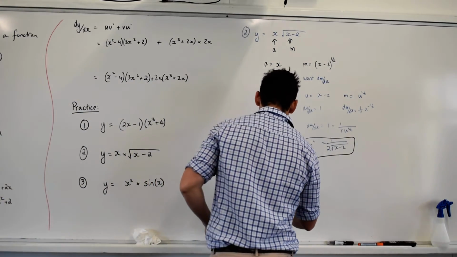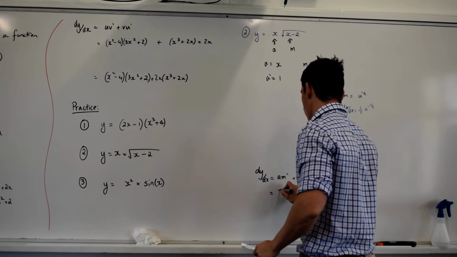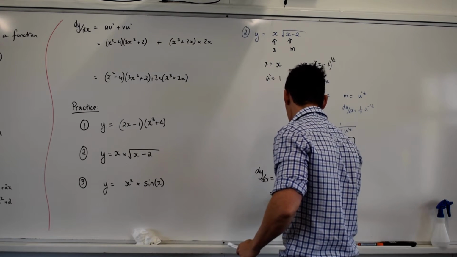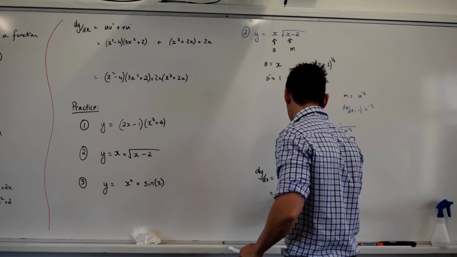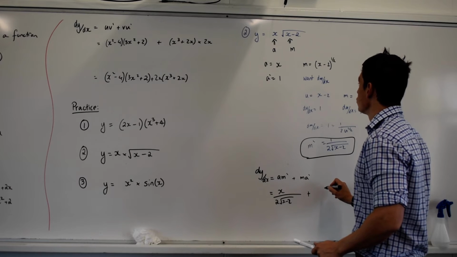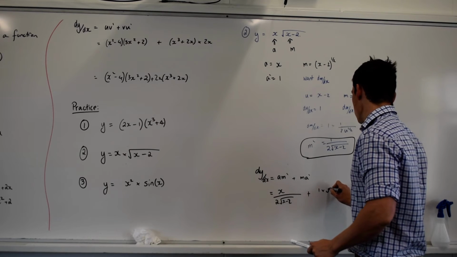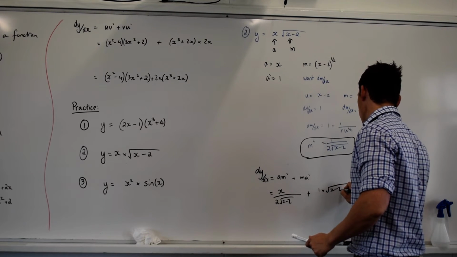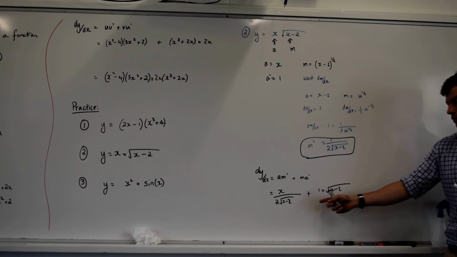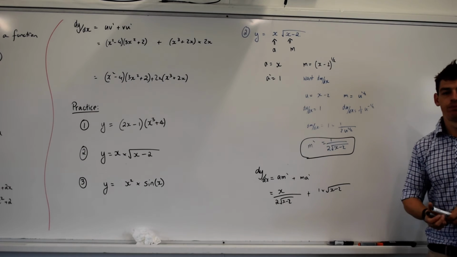And then we just sub in our values. A is equal to x times this one. So I'm just going to write that as 2 root x minus 2 plus 1 times root x minus 2. And that's my answer. Sweet. I could rationalise this one, but I don't want to.